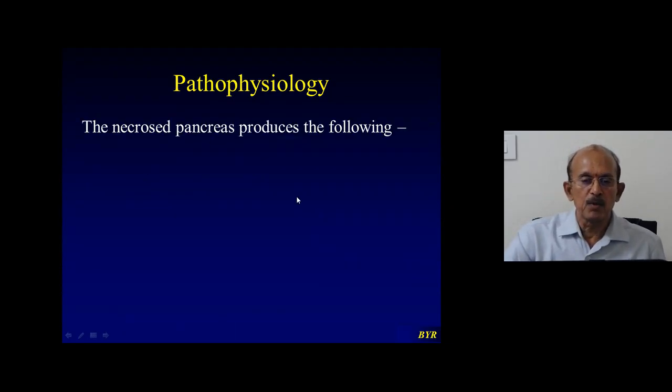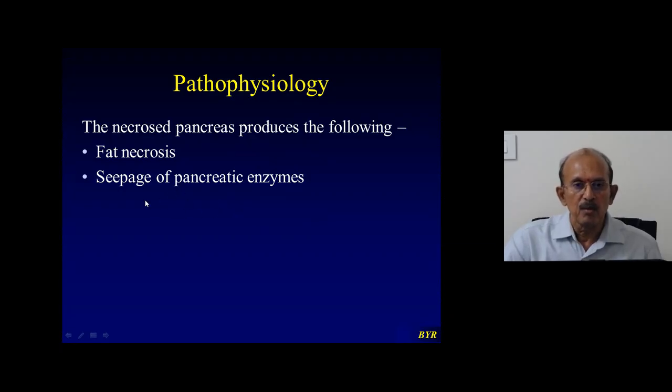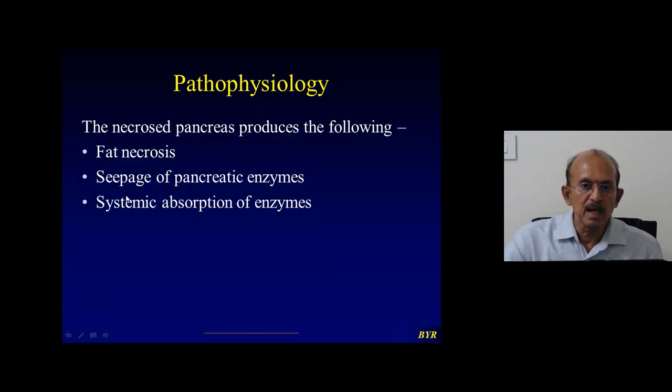The necrosis of the pancreas produces the following. It causes fat necrosis. The acinar cells are damaged. From the damaged acinar cells, the pancreatic enzymes seep into the peripancreatic tissues. There will be systemic absorption of these enzymes into the bloodstream also.